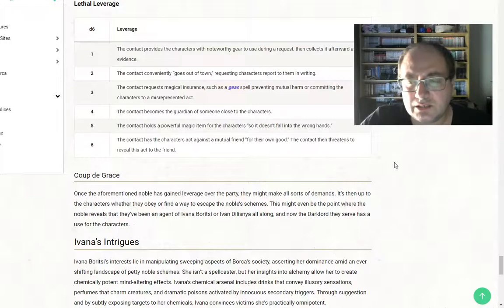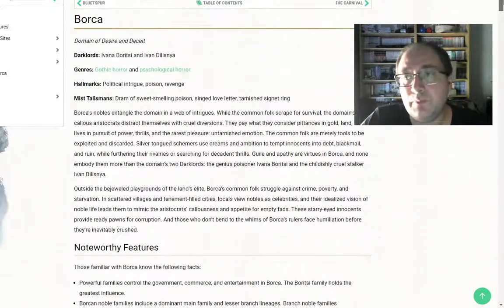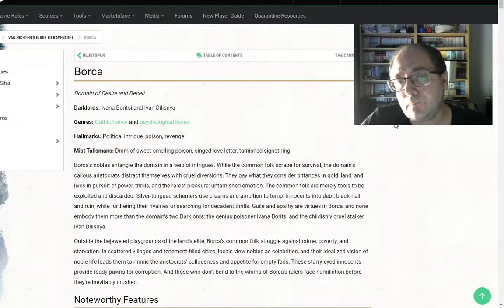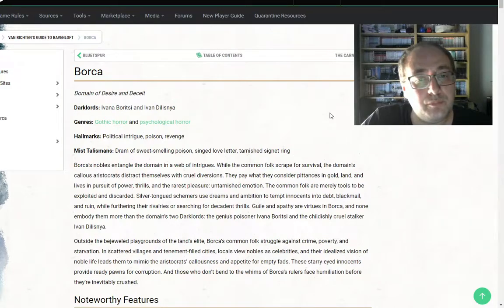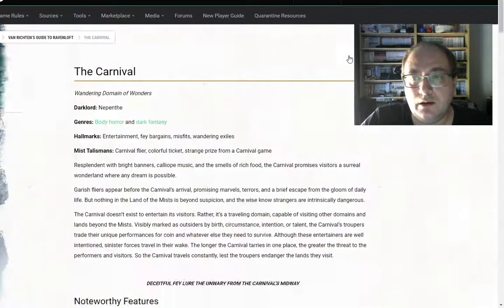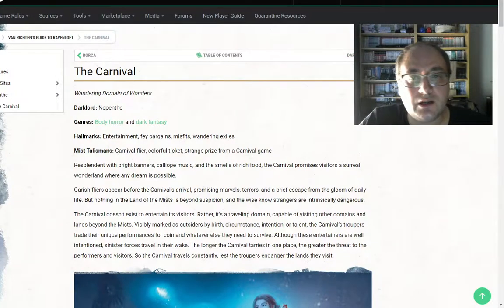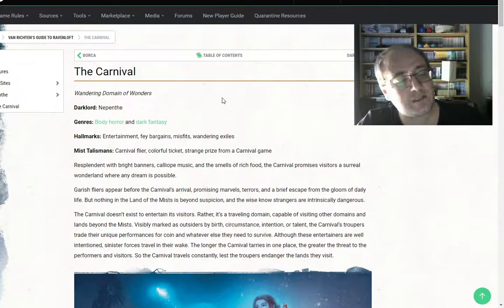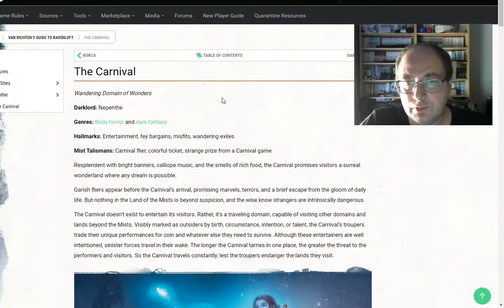It doesn't quite convey horror to me compared to many other domains. So that's Borca. It would be pretty good to visit, or maybe to play a political intrigue, as a Ravenloft domain of dread. There's nothing particularly dreadful about it, in my opinion. All right, and next is the Carnival. The Carnival is sort of a new addition to Ravenloft.